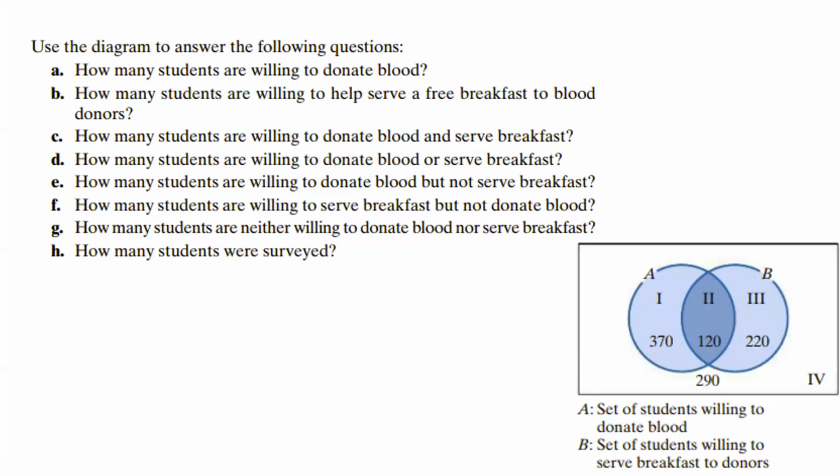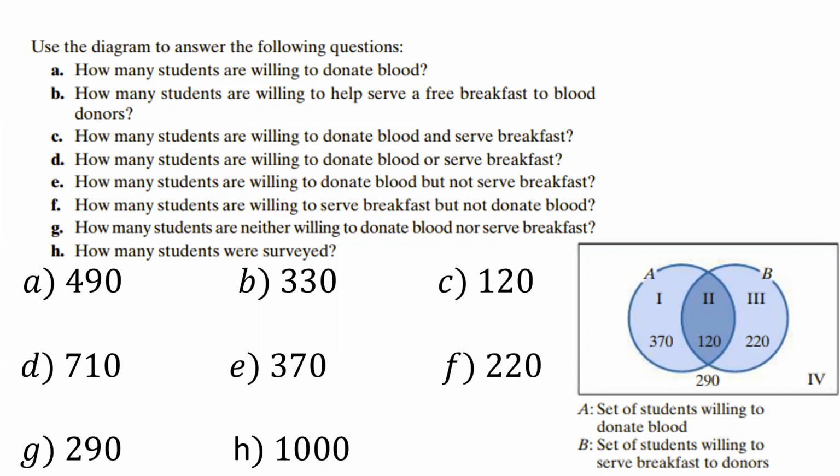Those are people who did take the survey and they are not willing to donate blood and they are not willing to serve breakfast to donors. Okay. So how many students are willing to donate blood? That is everyone in the A circle. So 370 plus 120 gets me 490. How many students are willing to serve breakfast to blood donors? That would be my B circle entirely again. So the light blue region and the dark blue region, which would give me 340, not 330.